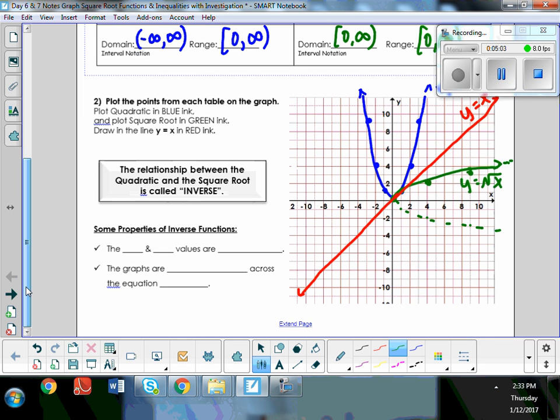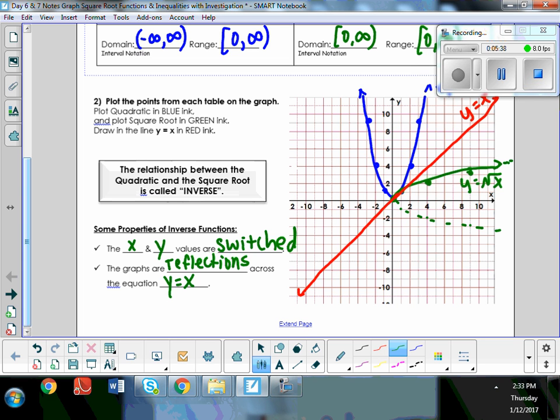So the quadratic and the square root, which share a button on your calculator, are inverses, which means the x and y values are switched, like y'all pointed out on the table. The graphs are reflections, not across the x or y axis, but they're reflections across the equation y equals x, the parent linear function. And I've seen that once in a while as a test question. So they reflect over y equals x. What do you think so far?